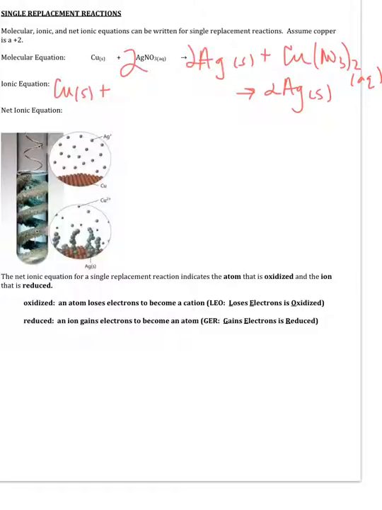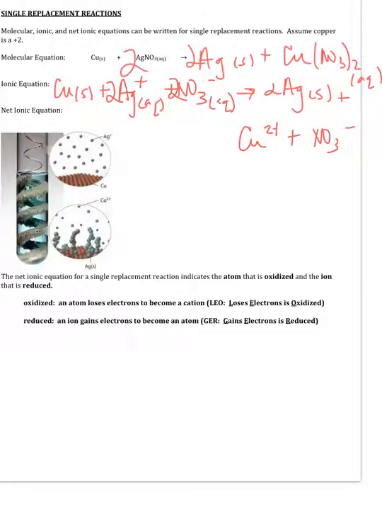So for the silver nitrate, there are silver ions and nitrate ions. There are 2 of each. Give them their little aq's. And then for the copper nitrate, there are copper ions and nitrate ions. There are 2 of those nitrate ions, so my subscript I'm going to write as a coefficient. Give them their little aq's as well.